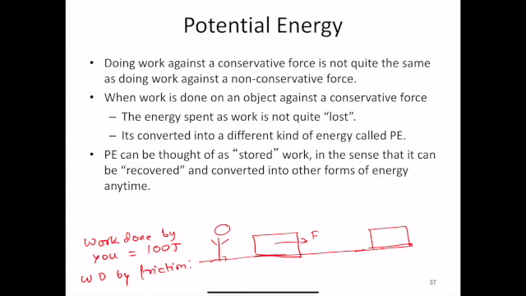When work is done on an object against a conservative force, the energy spent is not quite lost. And we say that the energy that you spent, like in that second case when you were lifting up the box, can be thought of as being converted into a different kind of energy, which we call potential energy, right? So the 100 joules of energy that I spent in lifting up the box, I stored that energy. That energy was stored in a new form of energy called potential energy. So potential energy can be thought of as stored work in the sense that it can be recovered and converted into other forms of energy anytime.